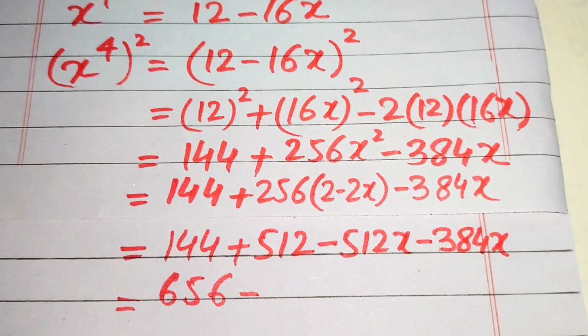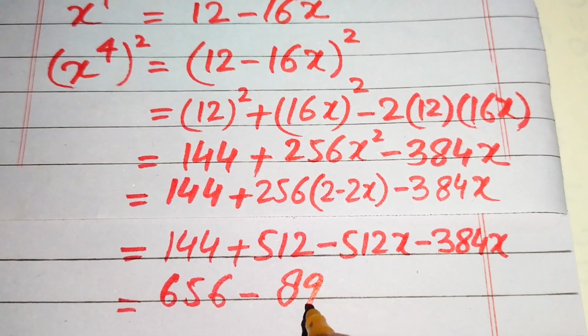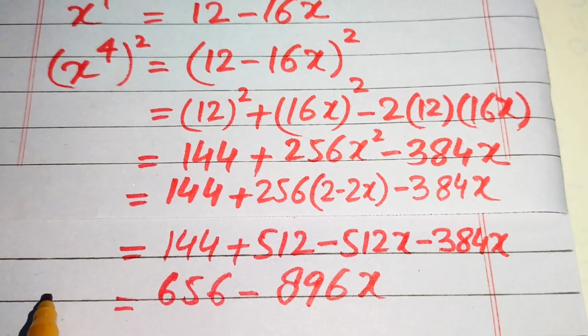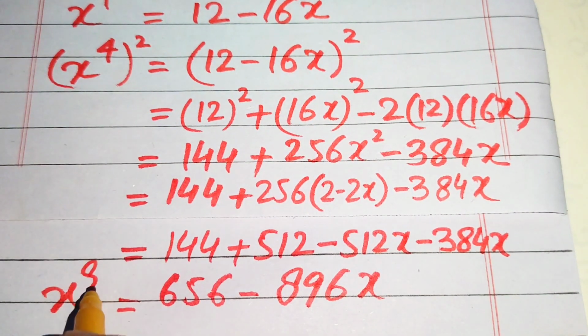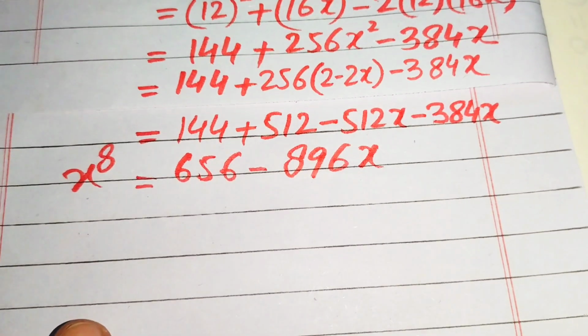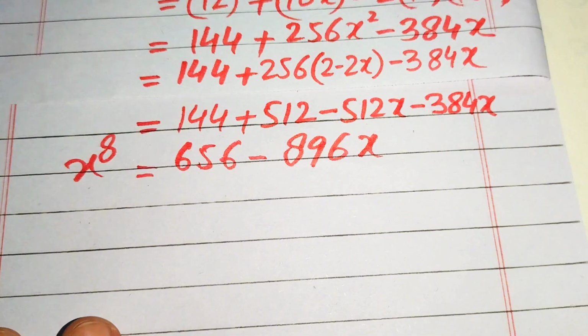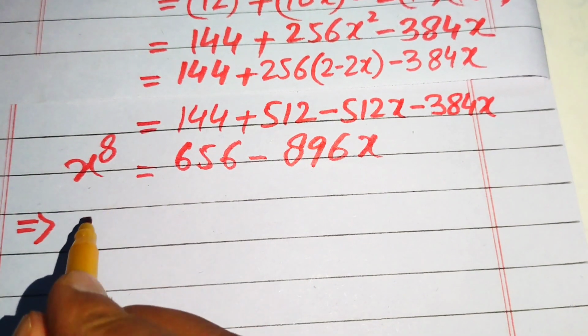656, and minus, when we subtract 512 minus 384, it equals 896x. Okay, so on the left hand side we have 4 to the power of 2, so it equals x to the power of 8. Next, in order to find the value of x to the power of 10, we need to multiply both sides by x squared.